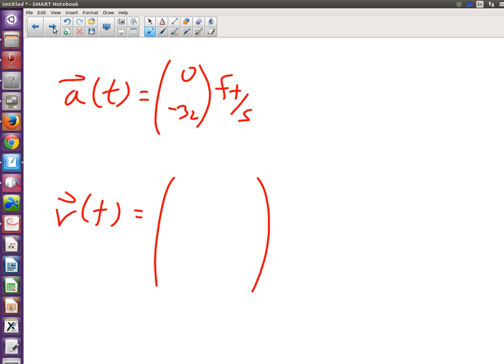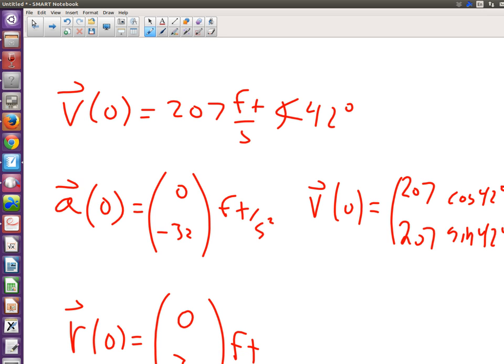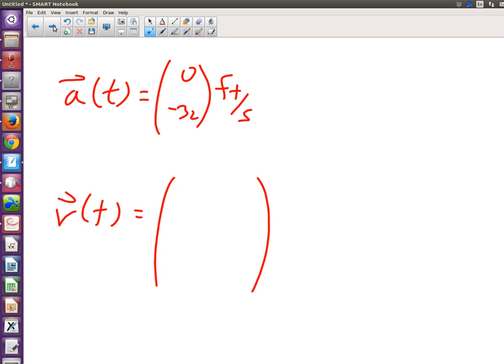What did we say about the horizontal component? Constant. Here's V of 0, 158.83. Oh, you actually worked this out? I'm going to leave it in exact form, but yeah, you can do that. The horizontal component is not changing, because the acceleration in the horizontal direction is 0. What's changing is the vertical component. So I'm going to keep this at 207 cosine 42 degrees in degree mode. What about the vertical component? What do you say?